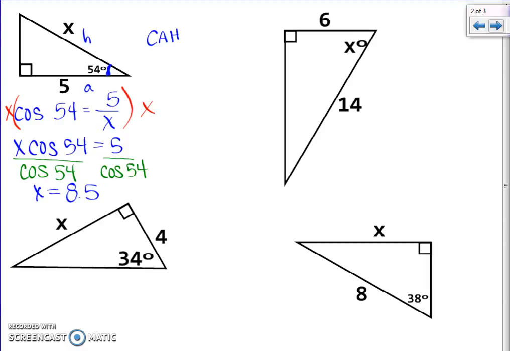Okay, let's try one where x is in the angle. Okay, we're still going to start the same way. So here's our angle. What two sides do we have? Hypotenuse and adjacent. So again, we're using cosine. Now you told me the degrees always comes next, so we'll put our x right here. What order is our fraction going to go in?